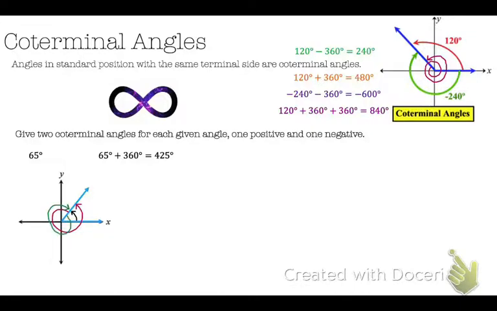I could also subtract 360. So if I do 65 minus 360, I get negative 295, which is another coterminal angle.